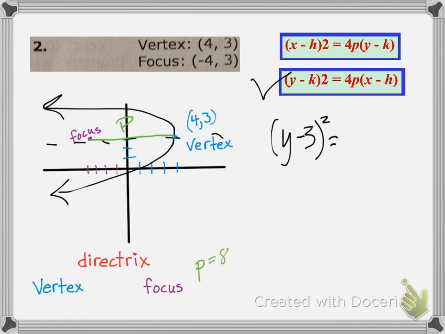So we know we're going to do 4 times 8, which I know is 32. And getting ready to solve the rest of it, the x is coming up next. And then the minus h value means minus 4. So, hope this helps.